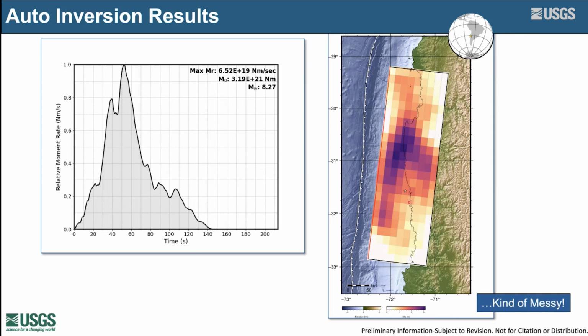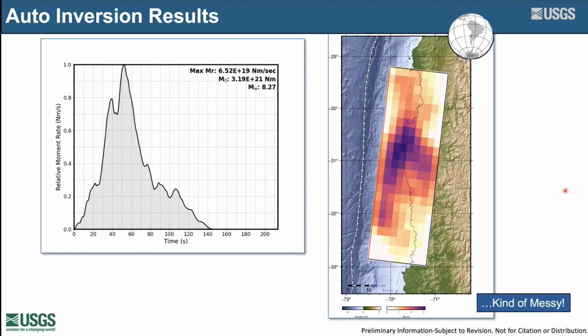And the slip distribution is kind of a mess. You can start to see where you think slip is relative to the hypocenter, which is here. So maybe this was a slightly unilateral rupture to the north. But there are two initial thoughts that I have when looking at these automated results.